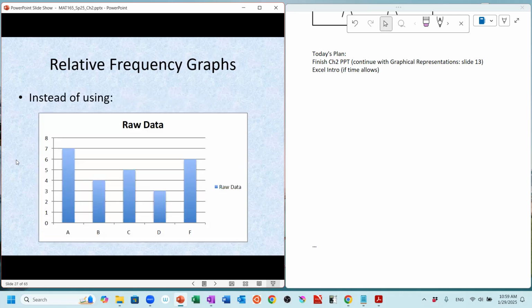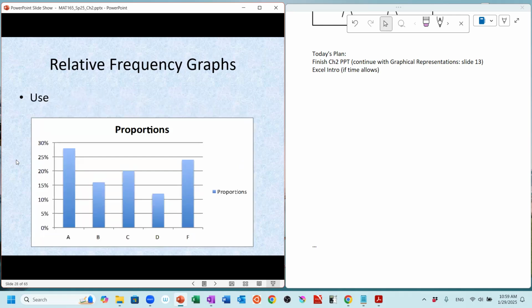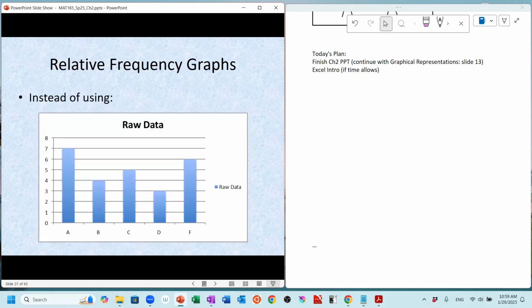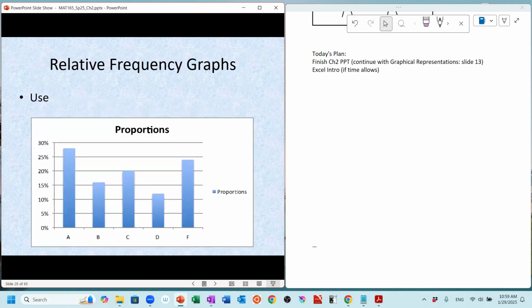Now, the picture doesn't really look any different, right? Going from one slide to the next, the picture looks exactly the same, but the difference is the vertical axis. If I'm presenting the frequencies, the vertical axis is the number of data points in each bin, 0, 1, 2, 3, etc. If I'm presenting the proportions, the vertical axis is the percent of all the data that are in each bin.